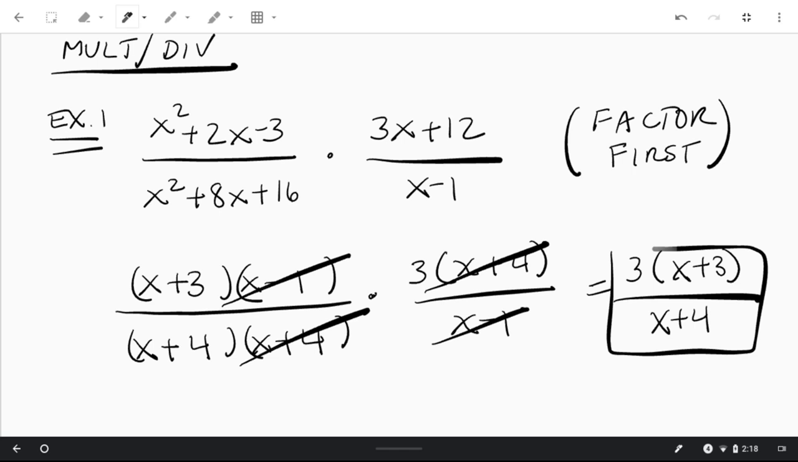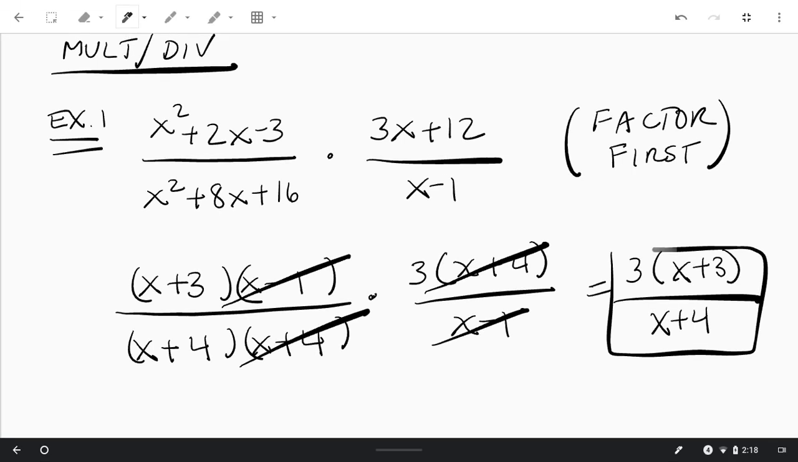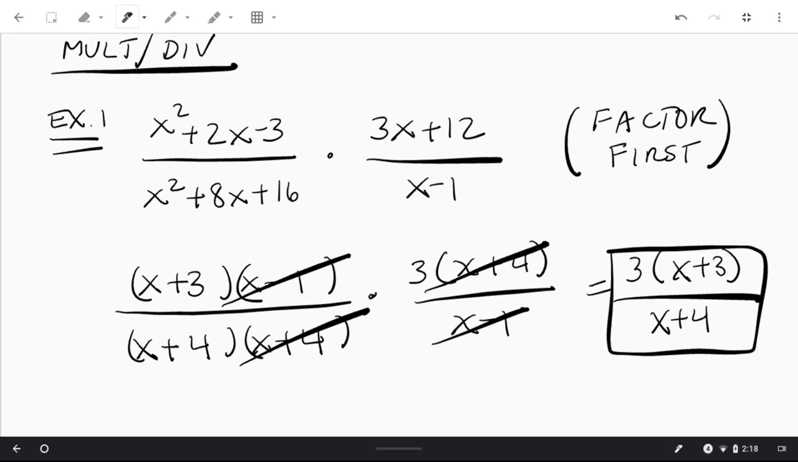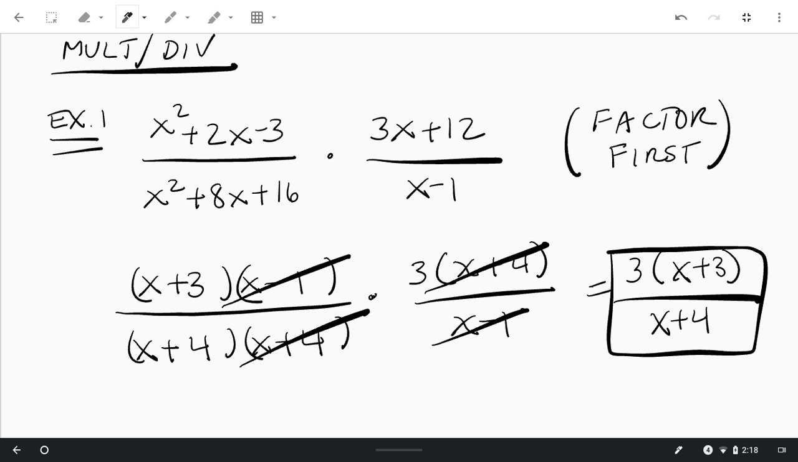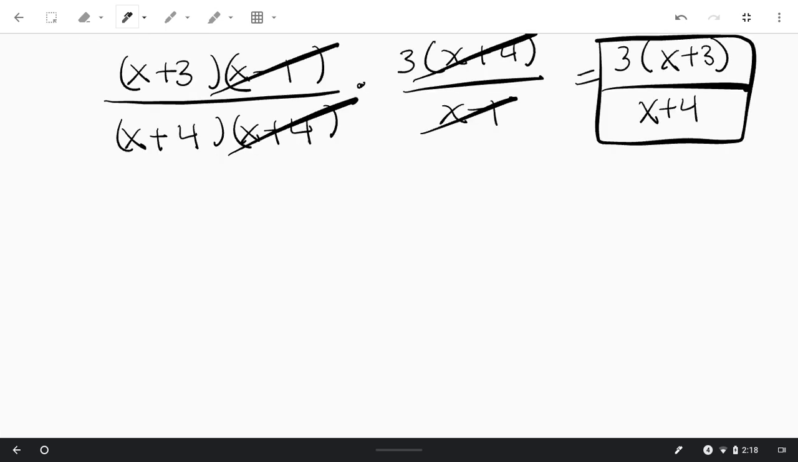All right. So that's a multiplication problem. So again, the first thing you do is factor, cancel out common factors. And then let's take a look at division.